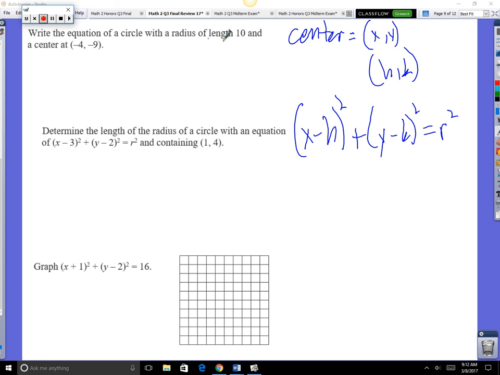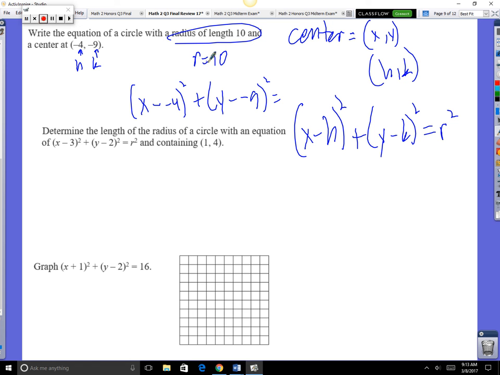Okay, so they're given the radius right here. So the radius is 10. And the center, so that is the h and that is the k. So this top one, they give us everything we need, so all we're going to do is plug in. So we're going to go x minus a negative 4 squared plus y minus a negative 9 squared equals r squared. And so you need to change these minus to plus, so the answer is x plus 4 squared plus y plus 9 squared equals, and simplify 10 squared, that's 100.